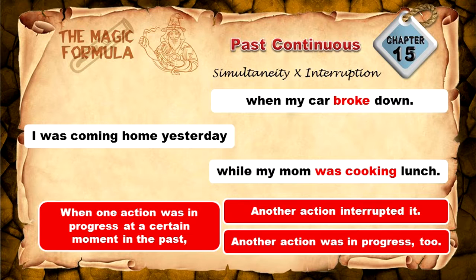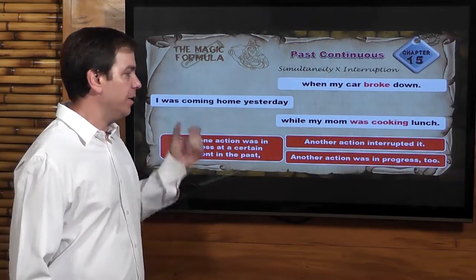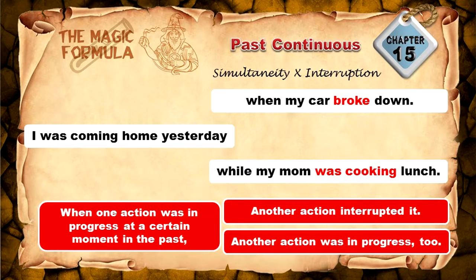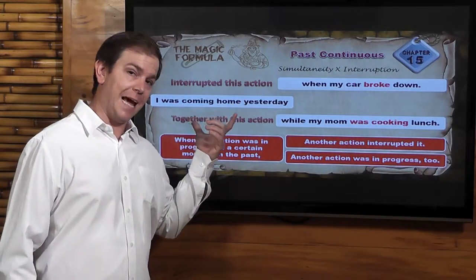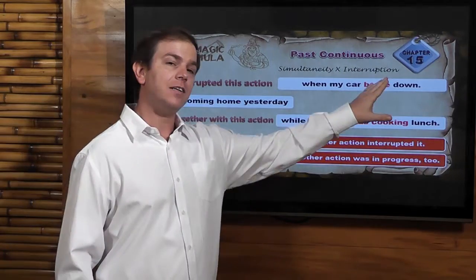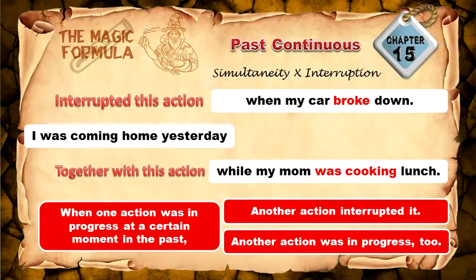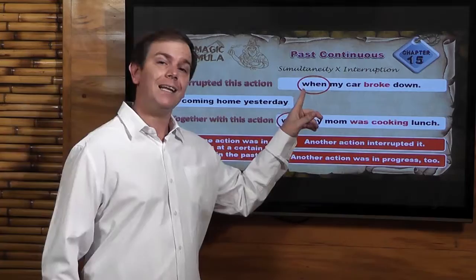So what's the composition of that sentence? There is when one action was in progress at a certain moment in the past, which is this case here, two possible situations happen. One, another action interrupted it. Two, another action was in progress too. So that's right, for past continuous, we have one reference action in progress, and we have two extra actions having an interaction with this one, and that interaction is interrupted this action or together with this action. So that's right, that idea is possible because of the conjunctions when and while.